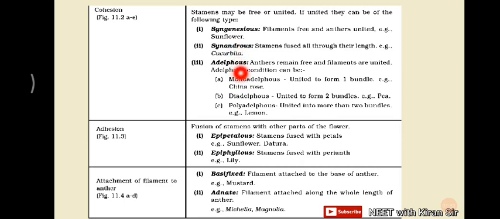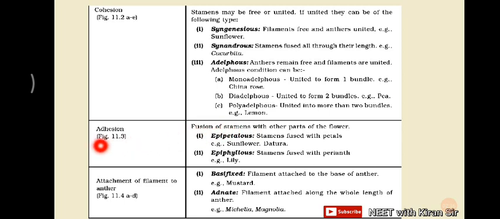When I talk about the third one, adelphous, the filaments are fused to form a bundle while the anthers remain free. If all the filaments are fused to form only one bundle, it is monoadelphous. If there are two bundles, diadelphous. More than two bundles is called polyadelphous. Once again, mono means a single bundle, diadelphous means two bundles. In adelphous, filaments are fused and anthers are free. In syngenesis, anthers are fused and filaments are free.